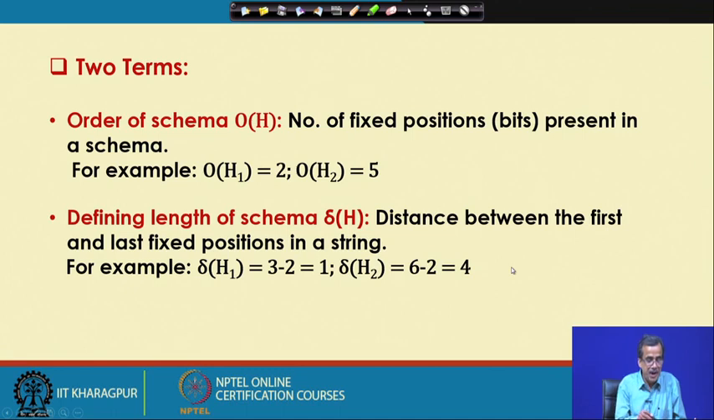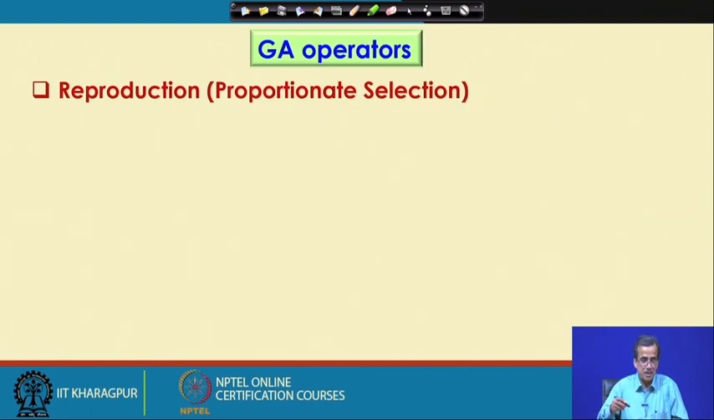So, I have defined these two terms: order of schema, that is O(H), and defining length of a schema, that is nothing but delta(H). And I will carry out this analysis with the help of these two terms, that is order of schema H and defining length of schema H.